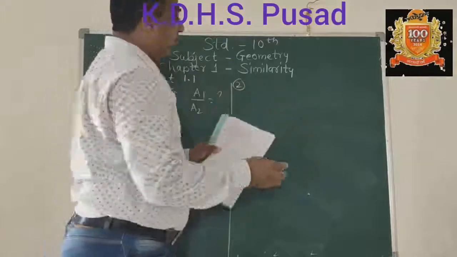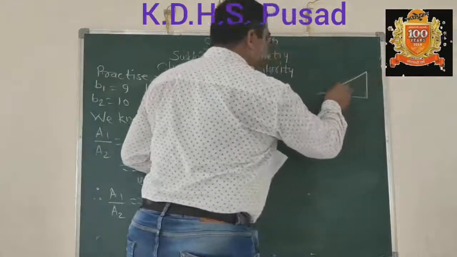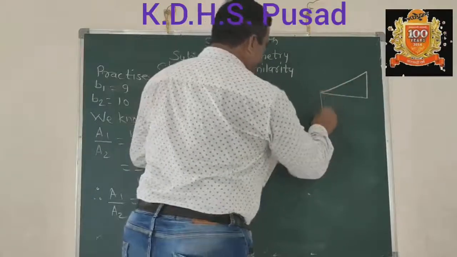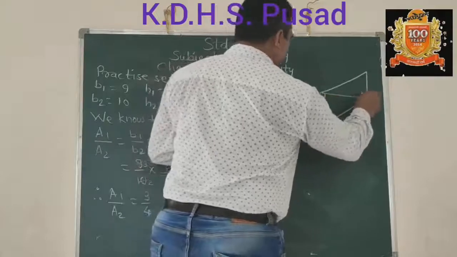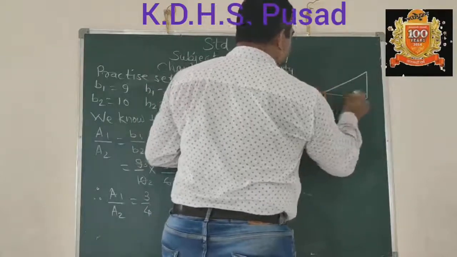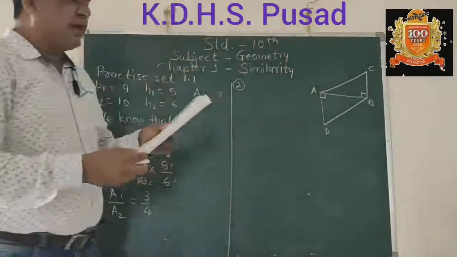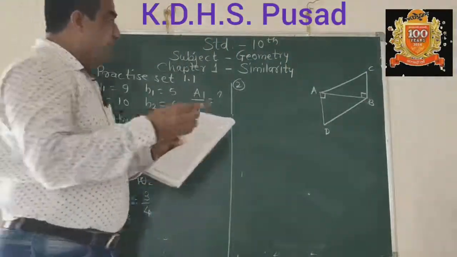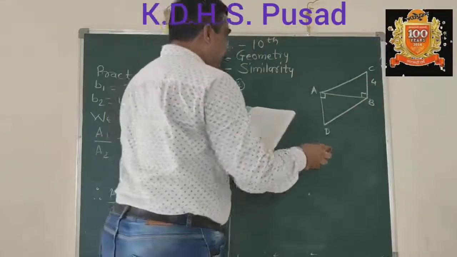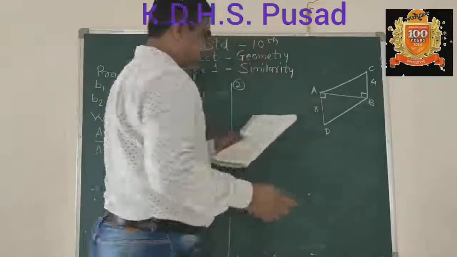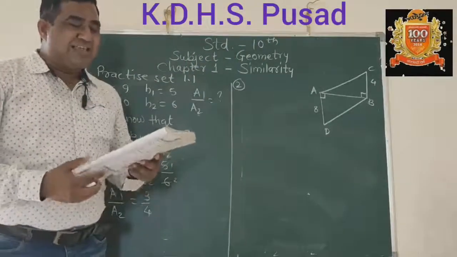Second question. Here, whatever diagram you want, I will draw a diagram here without losing time. Okay. A, B, C, D. And some values are given to you. Here you are given that BC equal to 4 and AD equal to 8. And then more information is not given.